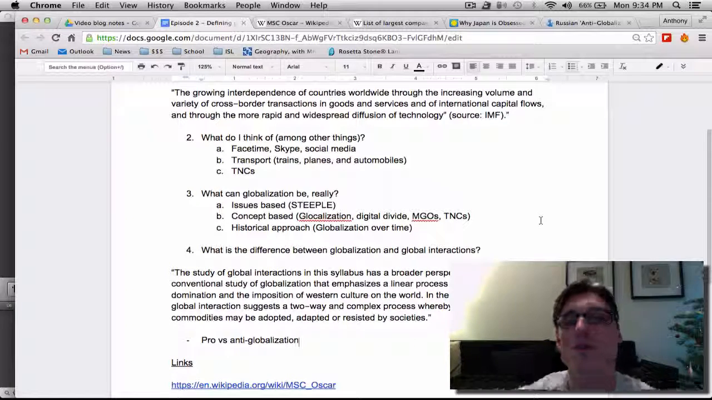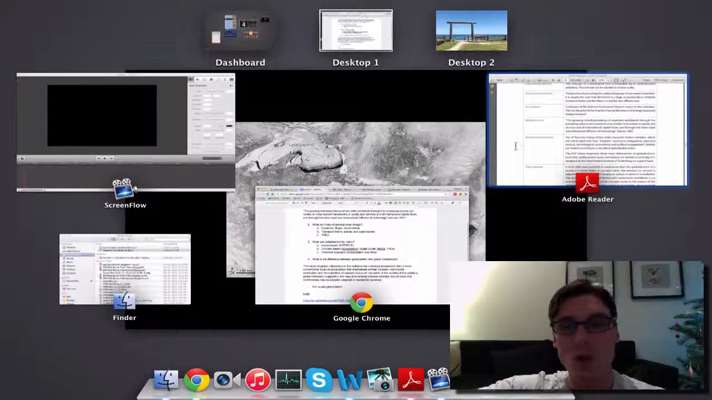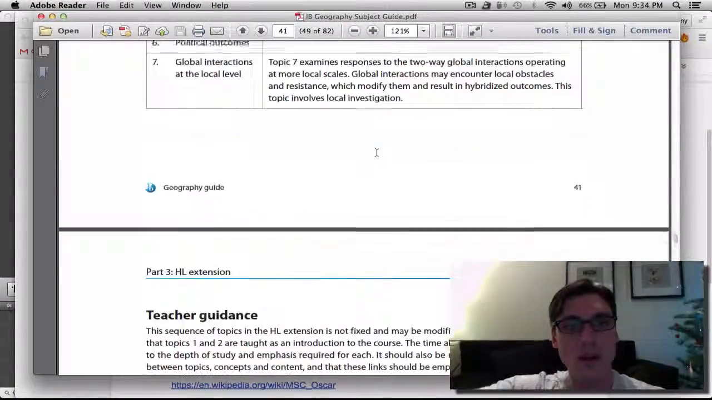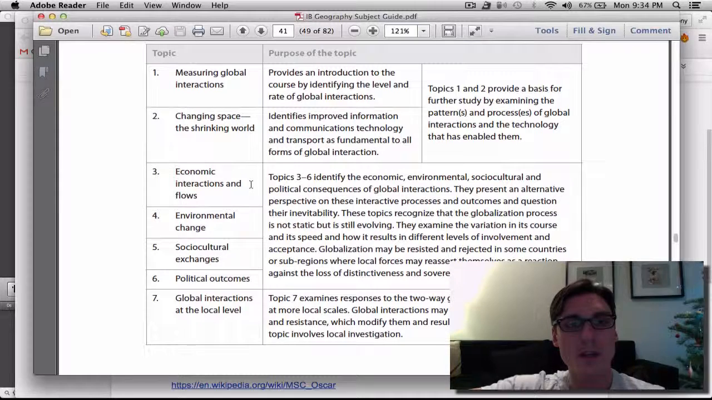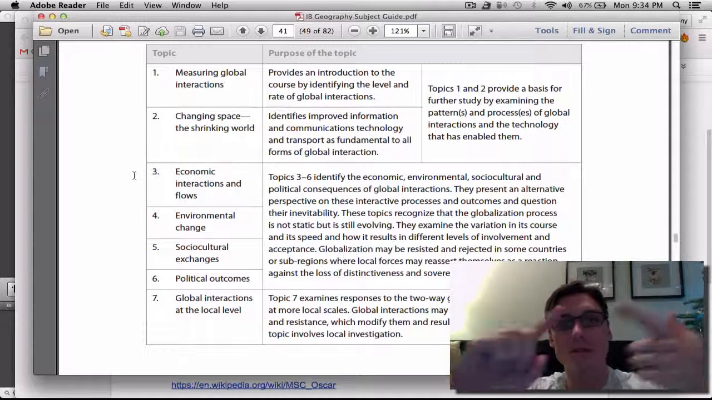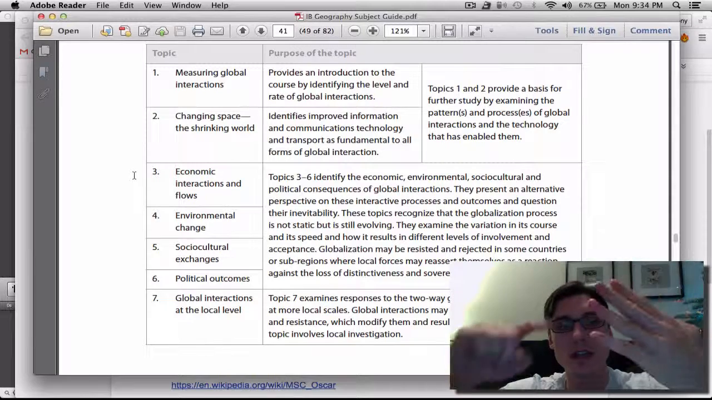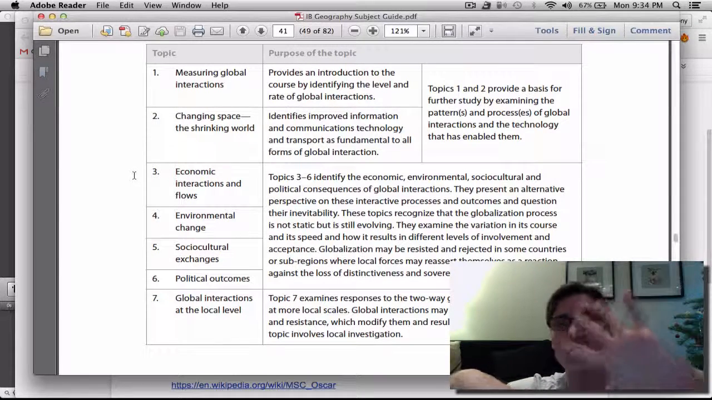But what can globalization be, really? I got these three parts, A, B, and C, for number three here from a blog post that someone posted a while back. I can't remember where it was from, but this issues-based approach is the approach that we're going to use, because we're going to look at globalization using the IB style, which is using these issues of economic interactions, environmental change, sociocultural exchanges, political outcomes, and globalization at the local level.